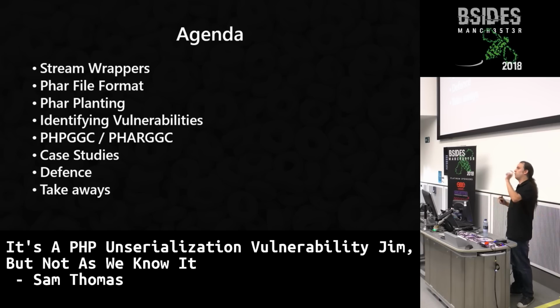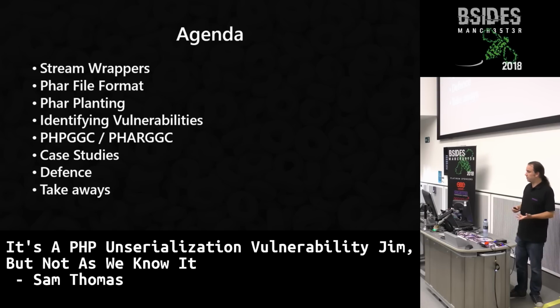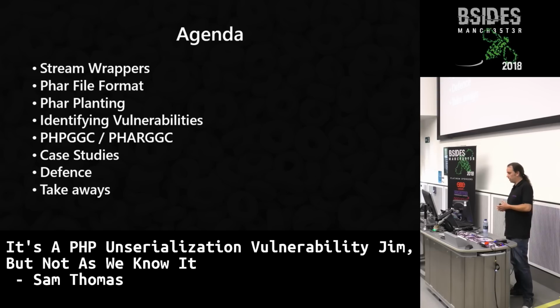We're going to need to get one of these archives onto our target system. The easiest way is just to upload one if we've got that functionality in the app, but there's a couple of other things we could look at if we can't do that. Then, identifying the type of vulnerabilities that are affected by this issue. Then I'm going to talk about a really nice tool called PHPGGC. The GGC is for generic gadget chains, by a guy called Charles Fol, who works for Ambionics, I think.